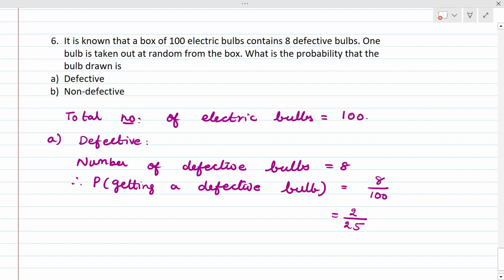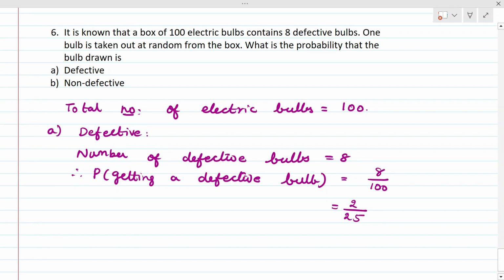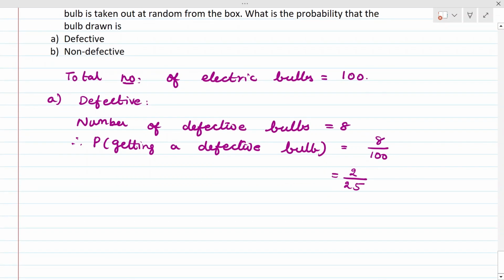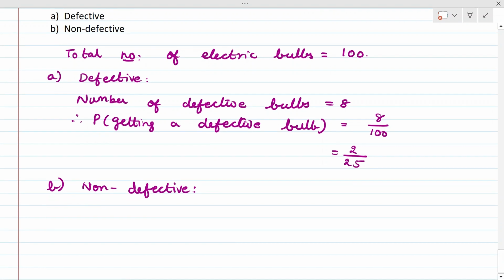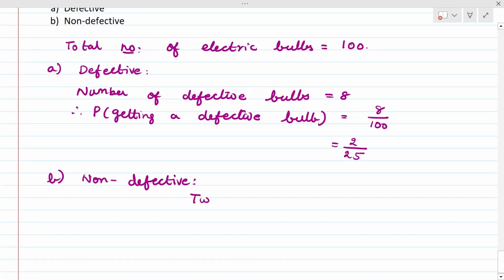This is about the defective. So when it comes to non-defective, again there are two methods, as I explained in the previous problem. The second subdivision is non-defective. So two methods are there. Any one you can write in the exam. Two methods. The first method.